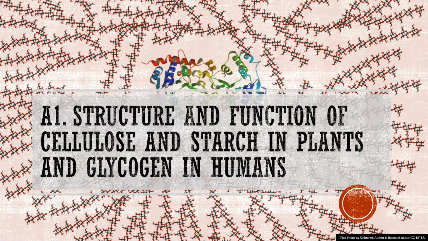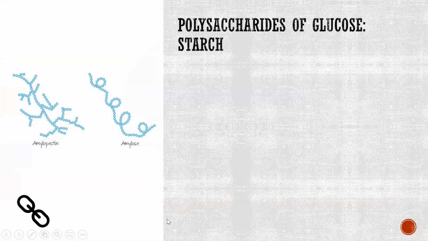Application 1: the structure and function of cellulose and starch in plants and glycogen in humans. So you need to have an understanding of the structure of cellulose in plants, starch in both animals and plants, and glycogen in humans. Okay, so polysaccharides of glucose. So that's basically what that application is asking.